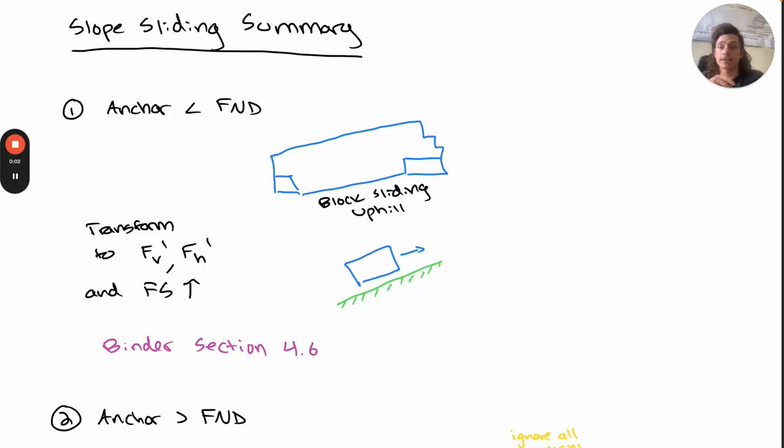Now, finally, to wrap up the previous two video lectures on bottom slope effects and to wrap up this whole section on abutment sliding, we can tie it back into a more tangible set of design rules. So, simply, if your anchor is below the bottom of foundation, you can consider the effect of a block sliding uphill and transform the forces such that it increases your factor of safety in sliding.